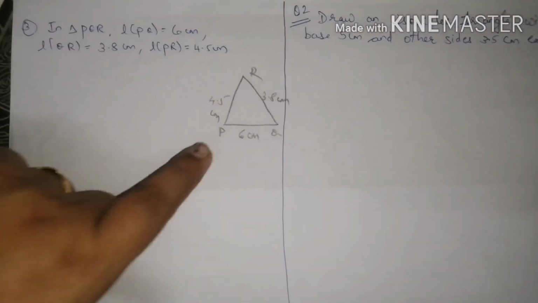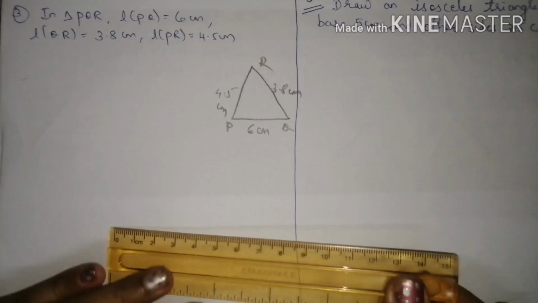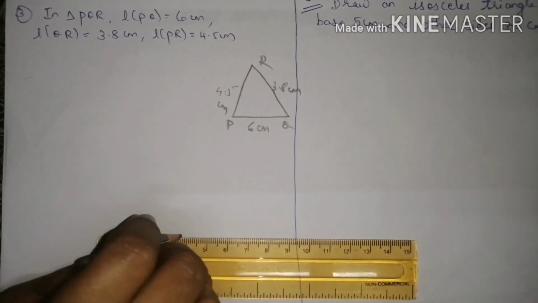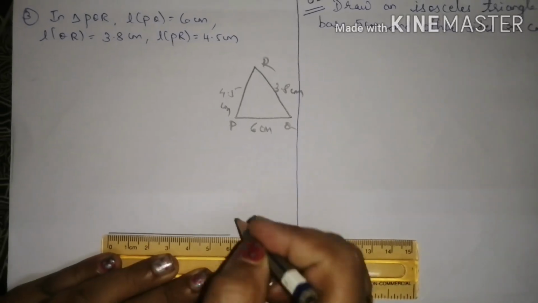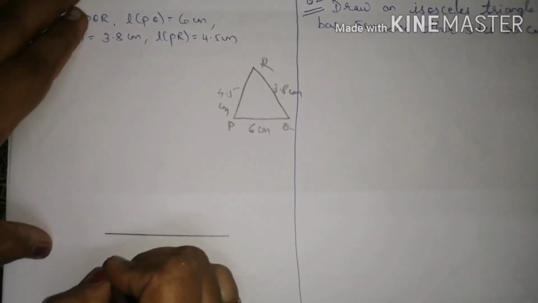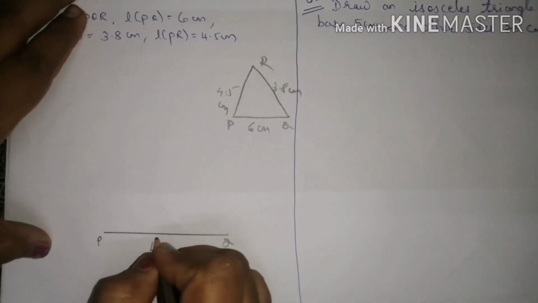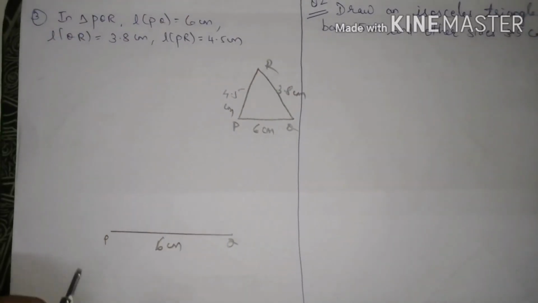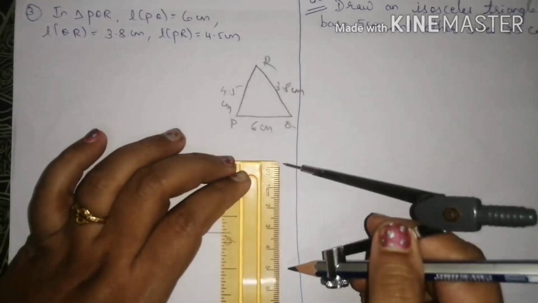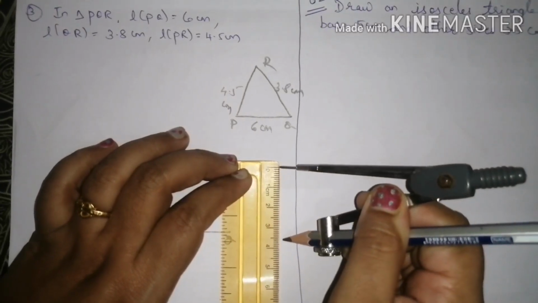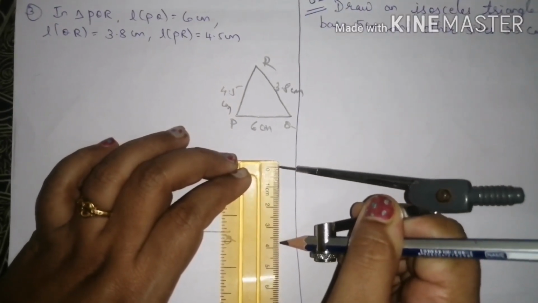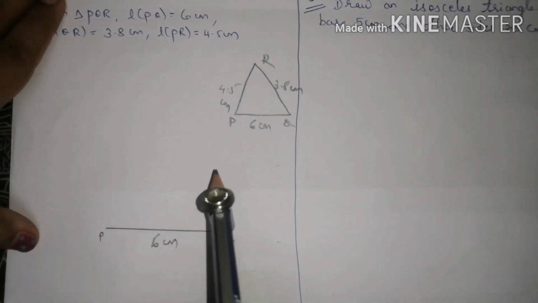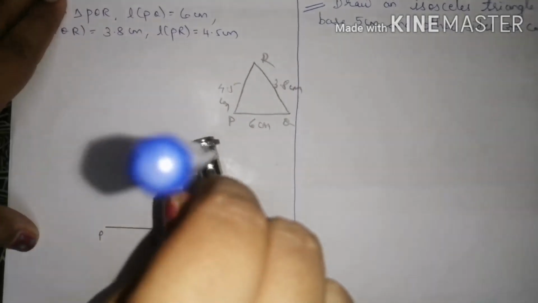Now children, as usual, start with a base. PQ. PQ is how much? 6 centimeter. So from 0 till 6 centimeter you have to make one line. So this is your PQ, 6 centimeter. Now from Q to R the distance is 3.8. Take it in a compass with the help of a scale. 3.8, after 3, 5, 6, 7, 8. From Q, make one arc like this, 3.8.